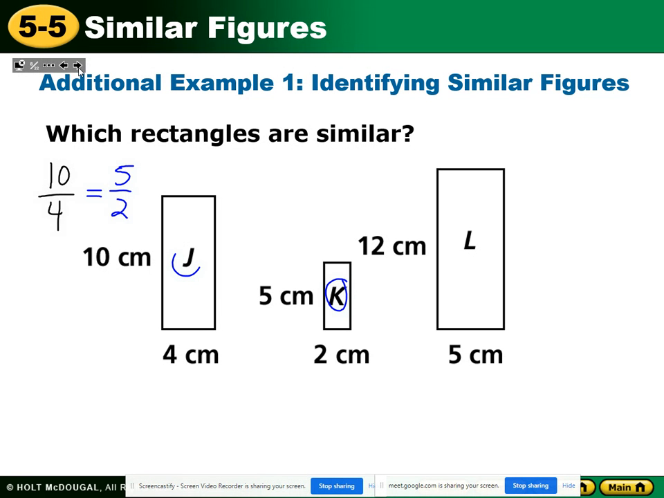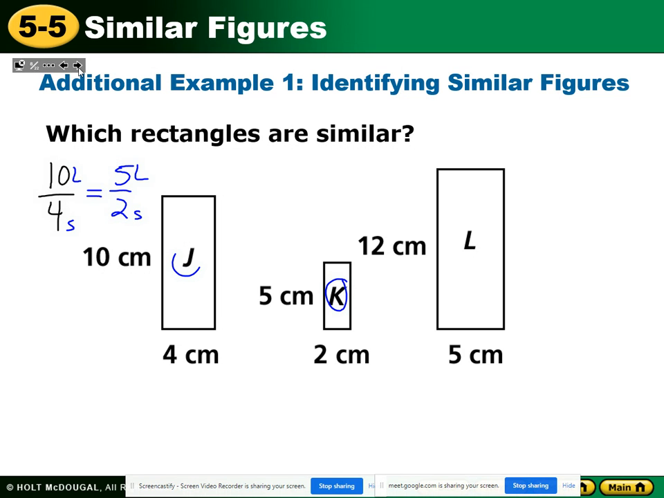Do you see how I have my long side and long side equal to each other? And I have my short side and short side equal to each other? And when I cross multiply 20 and 20, do you see how that works out? So we can set up a ratio with these, right, Michaela?